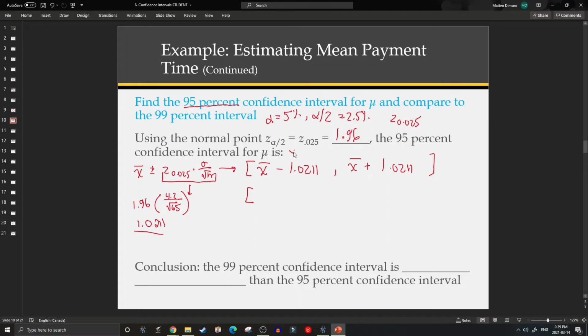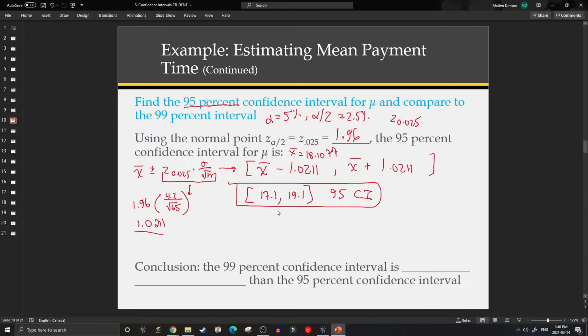All right. Now x bar was 18.1077. So this number subtract our correction factor, it gives us 17.1. And then when you go x bar plus that number, you're going to get 19.1. Okay, so now this is the 95% confidence interval right here.